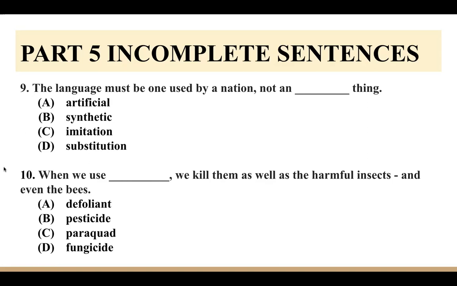That's it. And the last question here: when we use blah, blah, blah, we kill them as well as the harmful insect and even the bees. Defoliant, pesticide, paraquat, fungicide. So the meaning in context here is all the same, right? We kill them would be the key here. Insect, also the keyword. So the answer will go for B. Everyone type B for me, please.